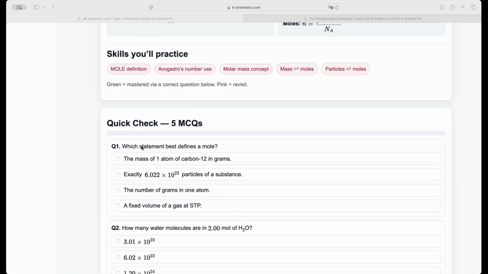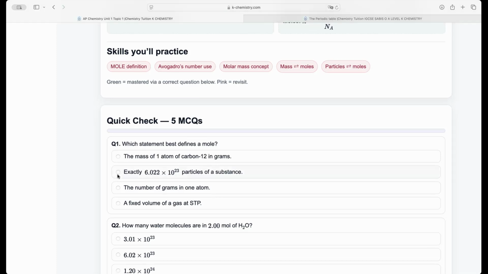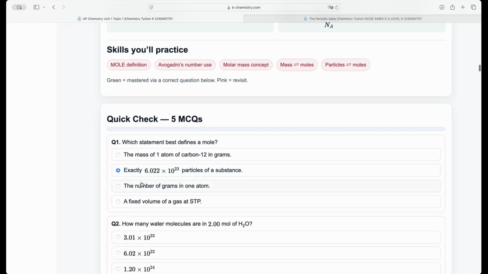Let's see our first question. Which statement best defines a mole? Is it the mass of one atom, or 12 grams of carbon-12? No. Is it exactly 6.022 times 10 to the power of 23 particles of a substance? Yes. This is the actual definition of a mole.